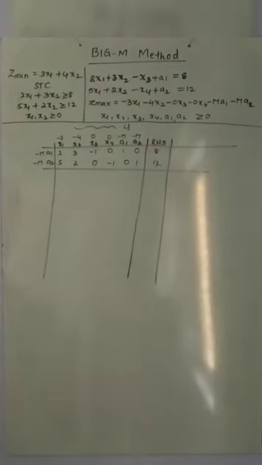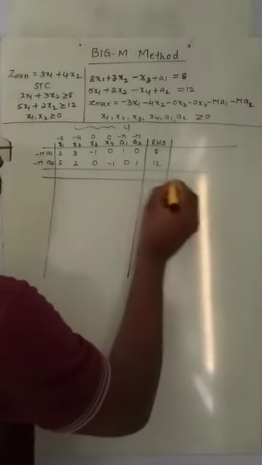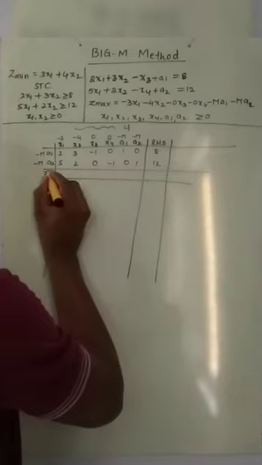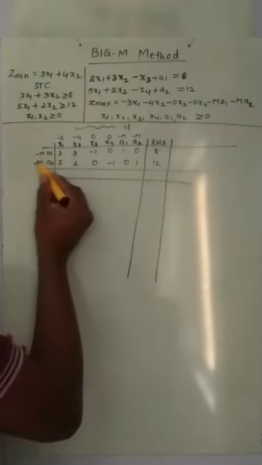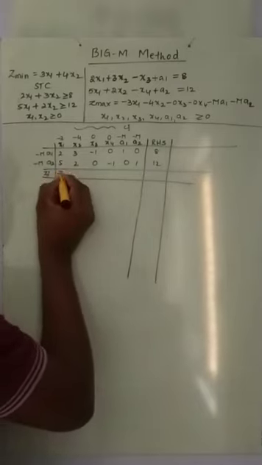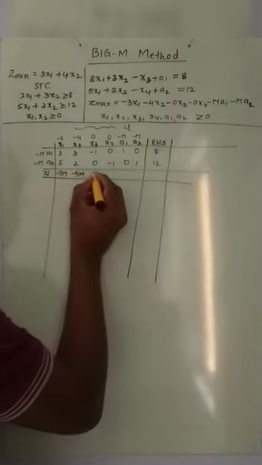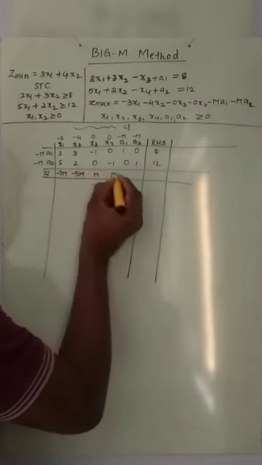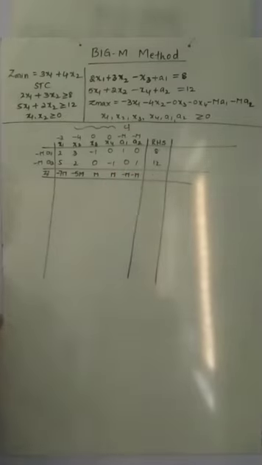Once you write all the values, the next thing you have to do is identify the Zj. You people know how to find out Zj. So that is minus m into 2 plus minus m into 5. So this becomes minus 7m, minus 5m. In this case, plus m, minus m, minus m. No need to find out the value of this, okay? Because we need to eliminate these artificial variables.